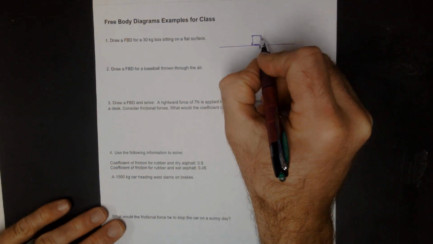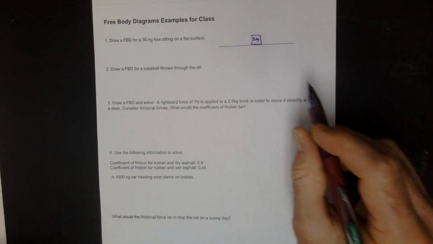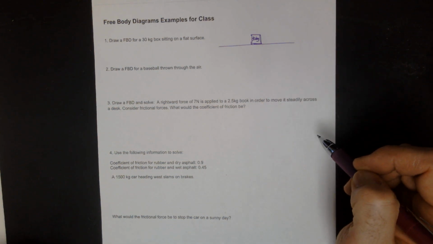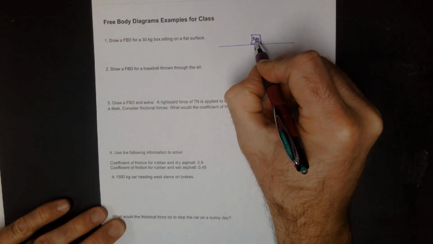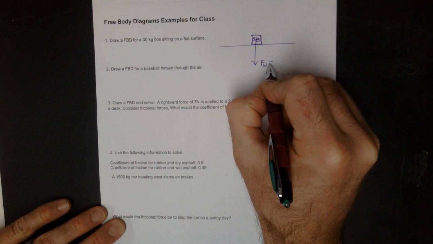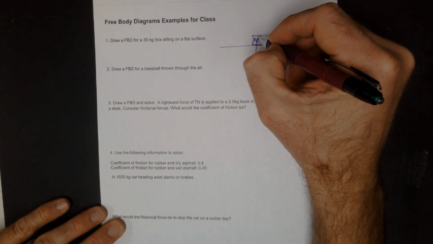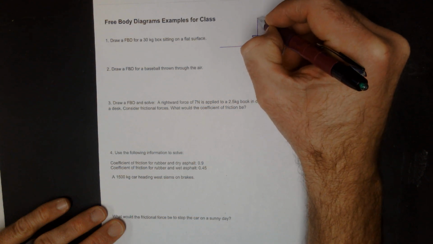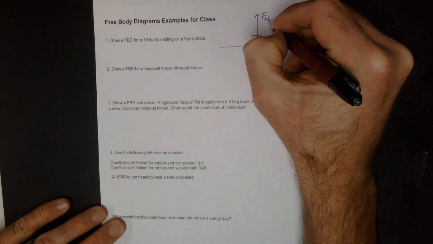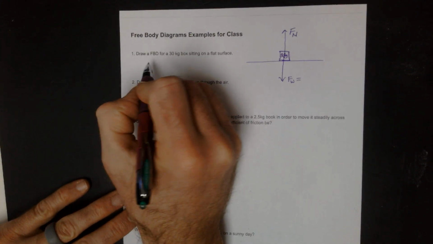Remember, we're just going to draw these as squares. And then I'm going to go ahead and put my 30 kilograms in the box. Next time I'll draw that a little bit bigger. And then what forces do we have acting here? So we have a force of weight down. And because that box is sitting on a flat surface motionless, we're going to have a force vector up, the normal force. And so let's go ahead and calculate what those forces would be.